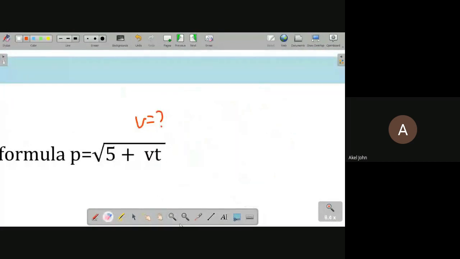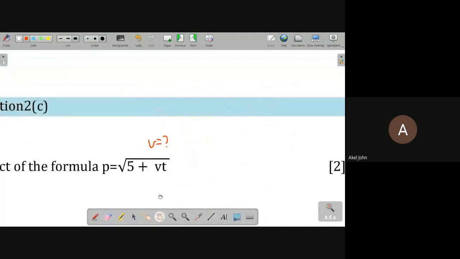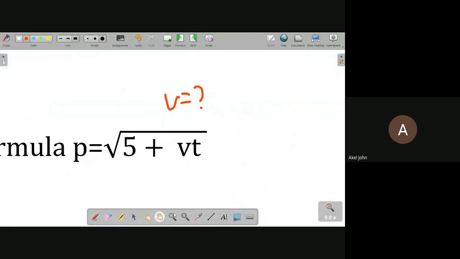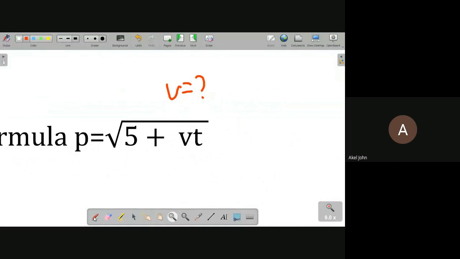Okay, so let's see here. We want to make V the subject of the formula. V is encapsulated by the square root, so we need to get rid of the square root. To get rid of the square root, we need to square the square root. Now what you do on one side, you need to do on the other side, so you need to square the P as well. And what that is going to do, now that we would have squared the square root sign, it's going to dissolve it. P squared is equal to 5 plus VT.